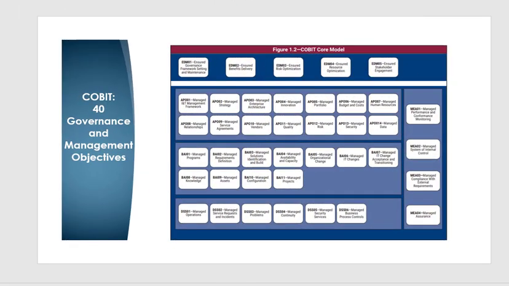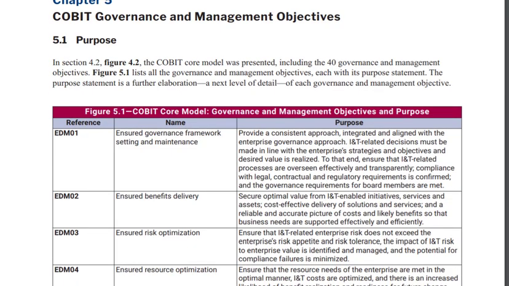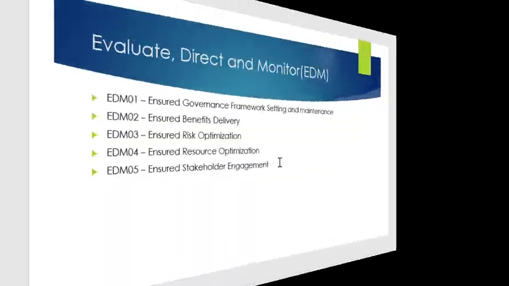Under these domains, there are 40 governance and management objectives. Within the Introduction and Methodology PDF document, they are described in Chapter 5 in greater detail. You'll be able to see the reference number, the name, and then the purpose for each one of these. You'll be able to utilize these as you build out your policies, processes, and controls for your group project.